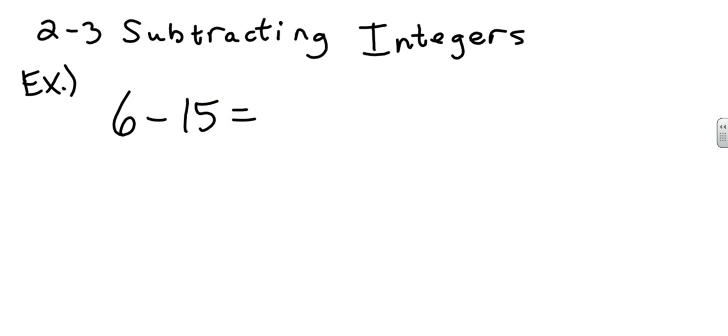If I've got a positive 6 and I'm subtracting 15, I can already look at this and notice that my first number is smaller than my second number, which tells me I'm going to end up with a negative value at the end. So when I take 6 minus 15, my answer is going to be negative. Now the question is, what's the easiest way to get the answer? I'm going to take the 15 and subtract 6 from it, and that gives me an answer of 9. So 6 minus 15 is going to be negative 9.